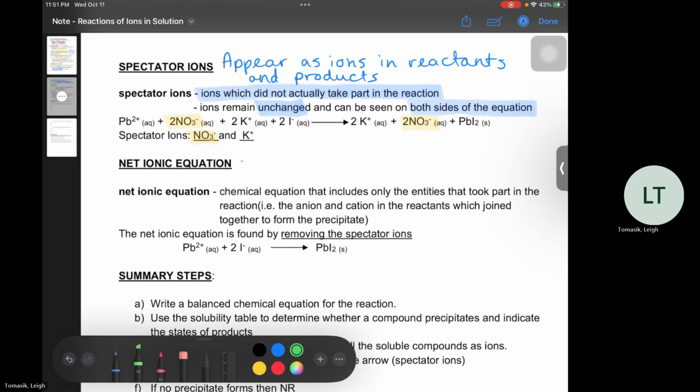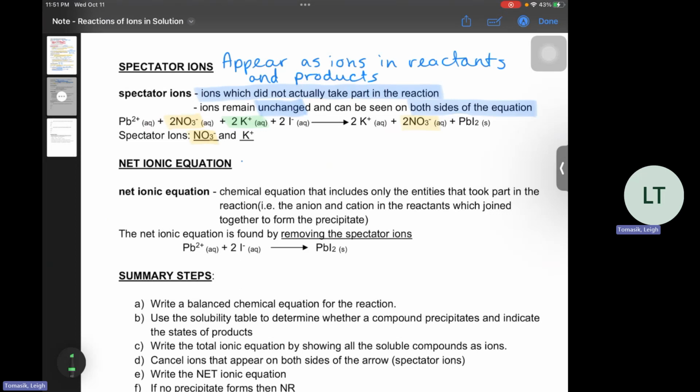Potassium is an ion on the reactant side. It's also an ion on the product side. So it is also a spectator ion. The iodine ends up as a part of the precipitate. It is not a spectator ion.